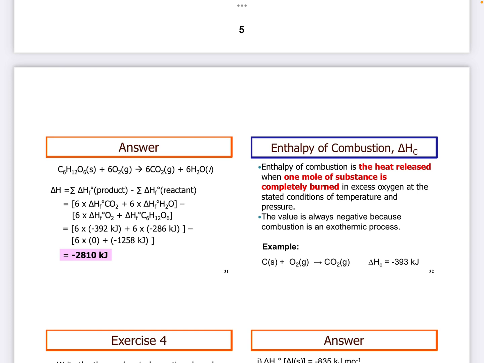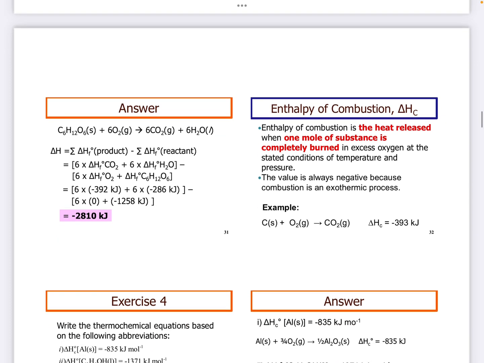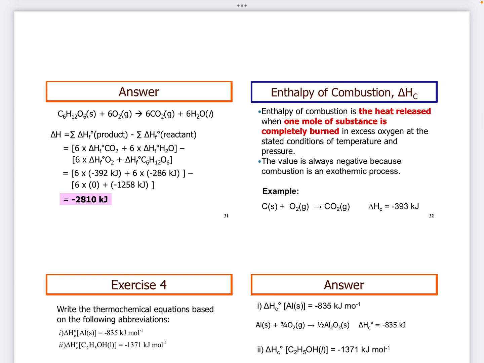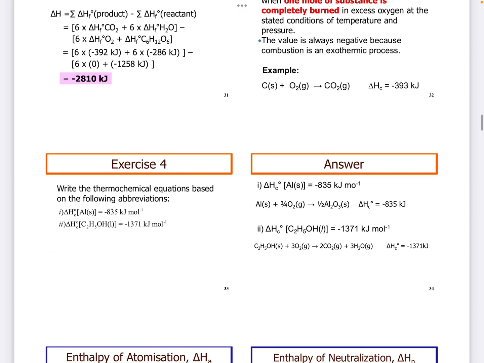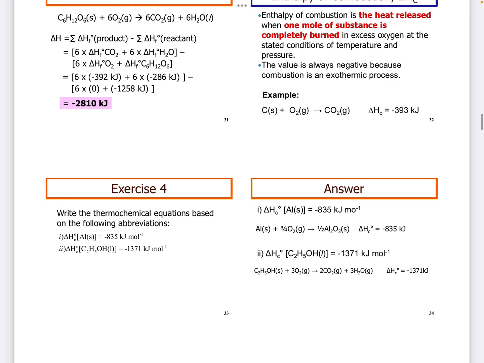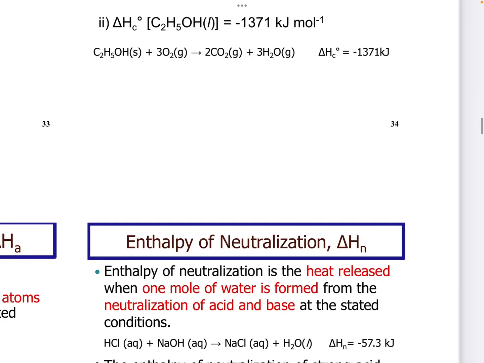Okay. So contoh, the combustion of carbon, not carbon dioxide. The combustion of carbon. Carbon burned in oxygen produces carbon dioxide. The enthalpy of combustion is minus 393 kilojoule lah, right? 393 kilojoule per mole. Okay.